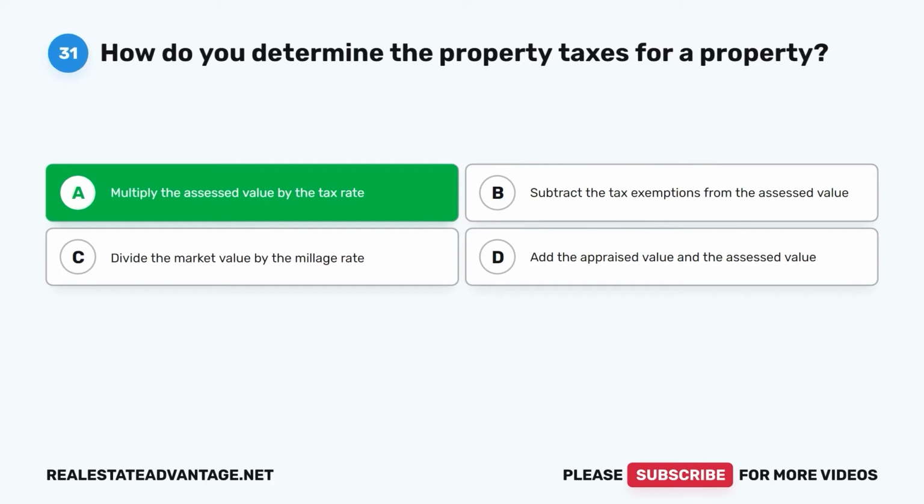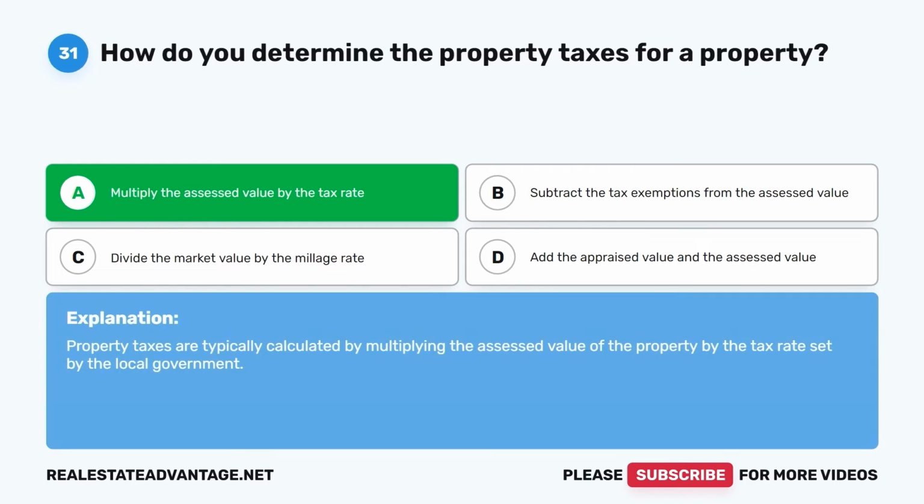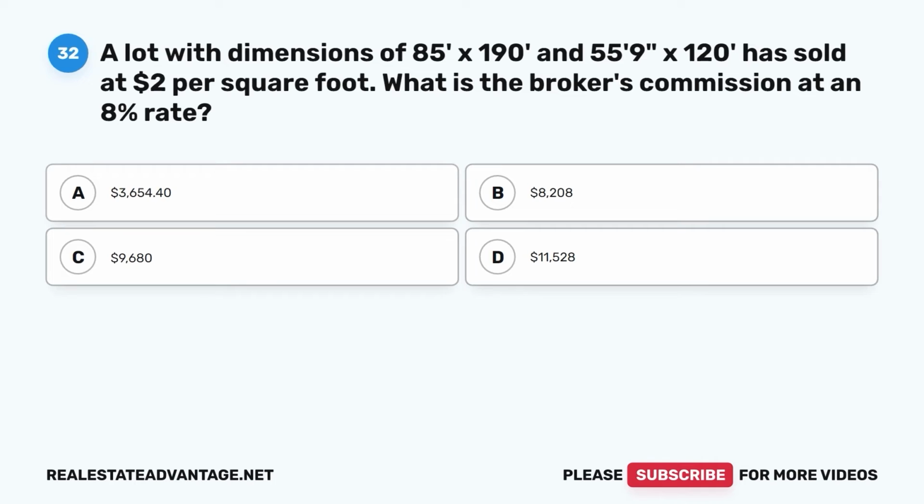The correct answer is A. Multiply the assessed value by the tax rate. Property taxes are typically calculated by multiplying the assessed value of the property by the tax rate set by the local government.